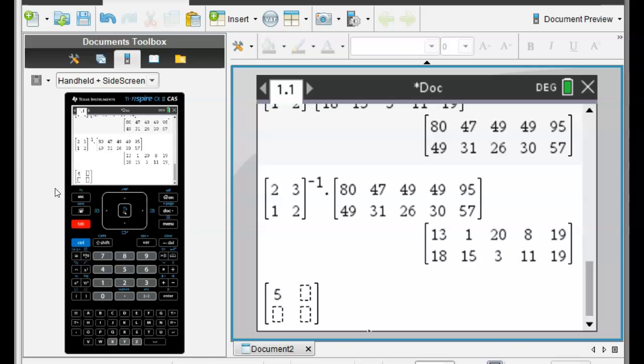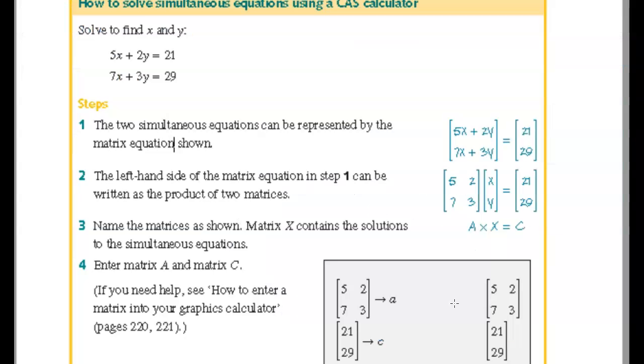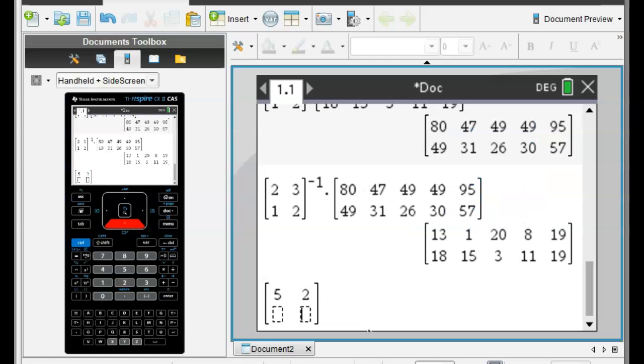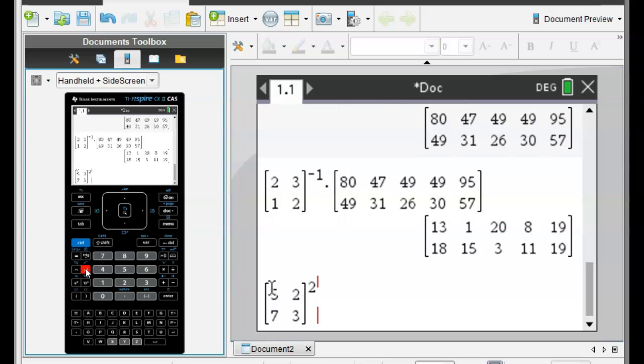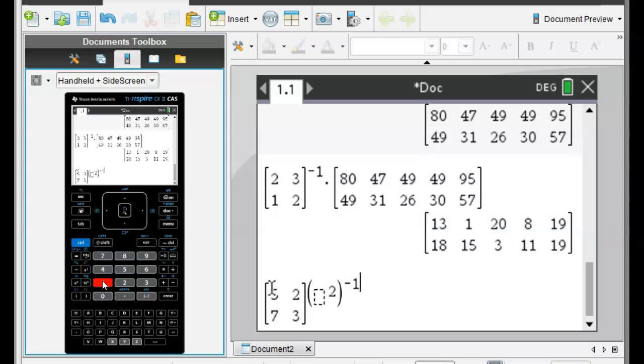5, 2, 7, 3. So there's our coefficients. Okay, so we had 5x plus 2y in our first equation, then 7x plus 3y in our second equation. Now, to get the values of x and y, we take, oops, that's what you get for having such small writing.